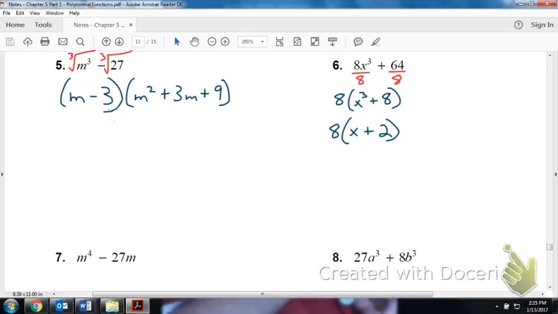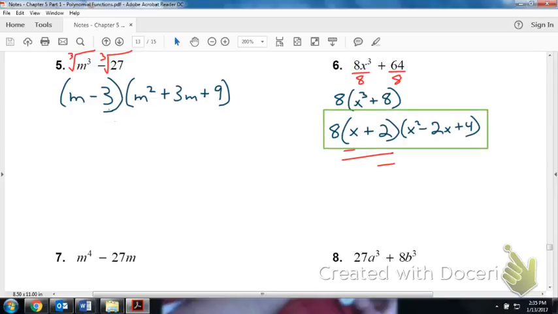Then first one squared, multiply them, last one squared. So the first one squared is x squared. Multiply them. 2 times x is 2x, but remember, this one's negative. Last but not least, 2 squared is 4. And so that is your factored form. Just follow the pattern. And the biggest thing to just remember is if you're subtracting, it's negative plus plus, and if you're adding, it's plus negative plus.